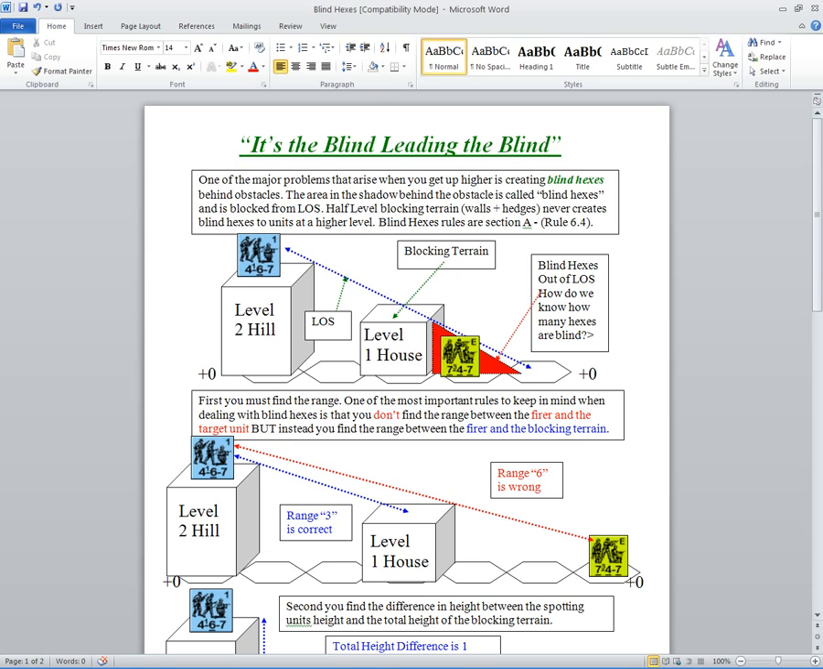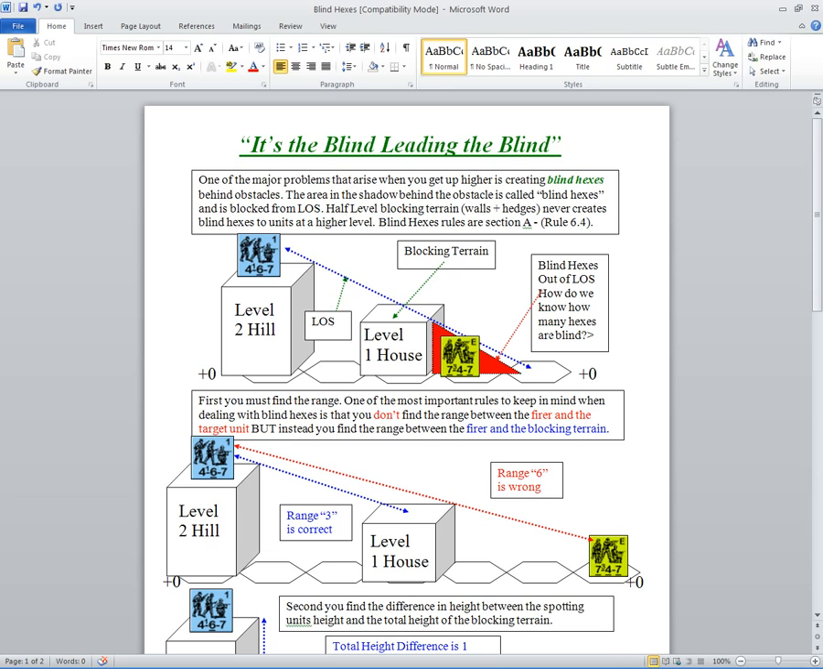Blind hex rules are Section A, Rules 6.4. Look up that section, review it, read it, but hopefully some of the stuff I'll cover will sink into you here. First thing we have here is a unit up on a level 2 hill. We have a level 1 house, and the possibility of creating a blind hex for units that are hiding behind the house. Blind hexes are out of line of sight.